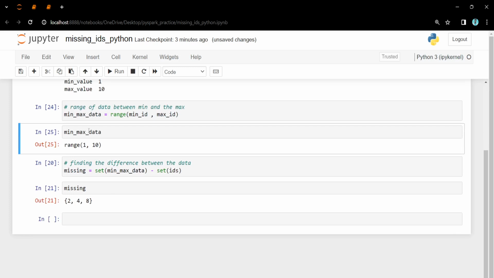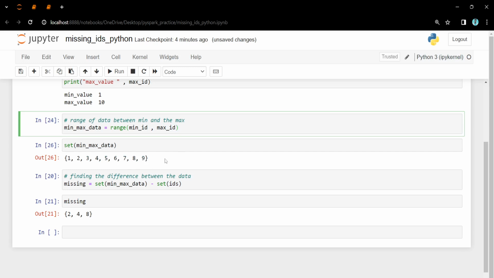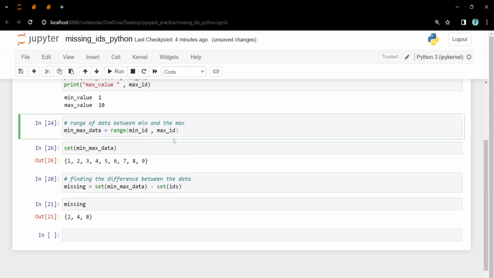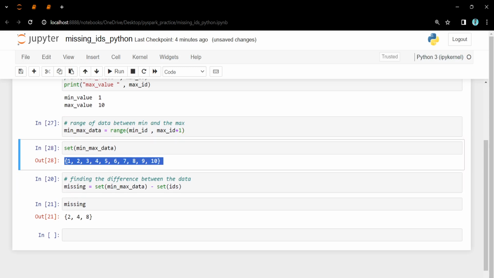The next step is to look at the data, so we can put this in a set. Let's run. You can see here we have the values from 1 to 9 only, because range excludes the last value. So for that we have to use plus 1. Now you can see we have the data between 1 and 10, right?